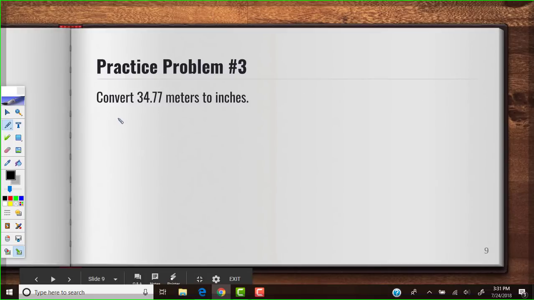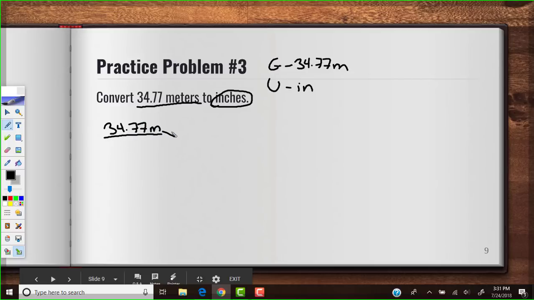All right, ladies and gentlemen, let's take a look at our final practice problem here. It states that we need to convert 34.77 meters to inches. So again, we need to look at our given and our unknown. Our given is 34.77 meters, and our unknown is in inches. So we take our given, we're going to start off with that, 34.77 meters.